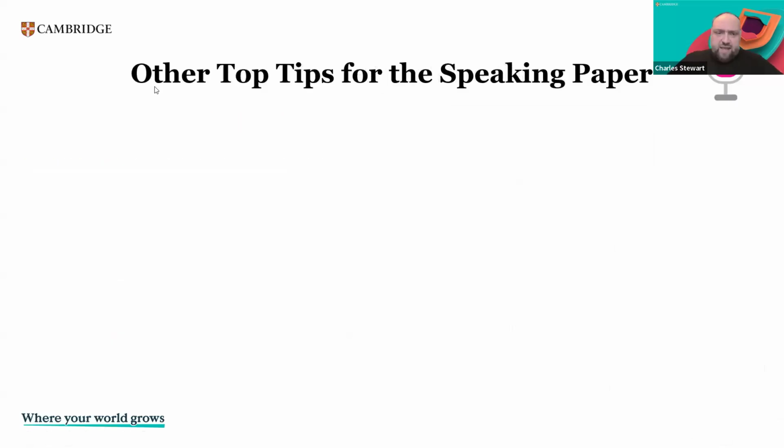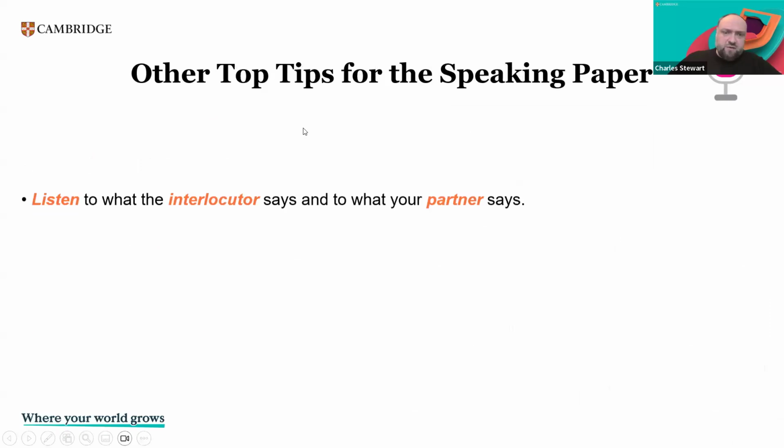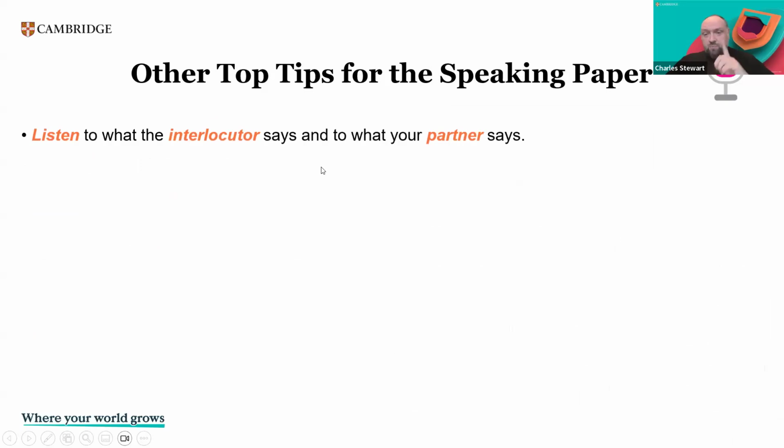Some other tips that I can give you for the speaking paper itself: make sure to listen to what both the examiner, the interlocutor says, but also to what your partner is saying as well. On the C2 exam, you must respond to what your partner says and include some of what they say.